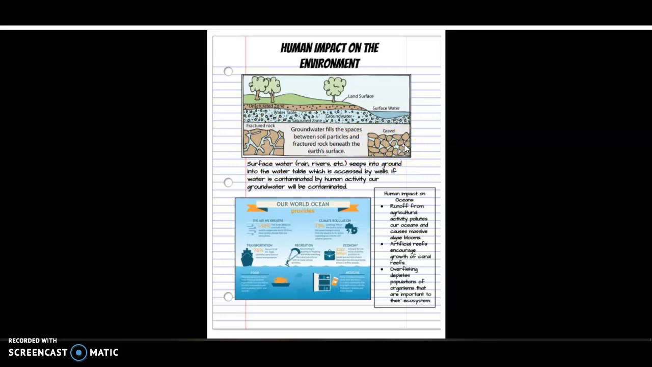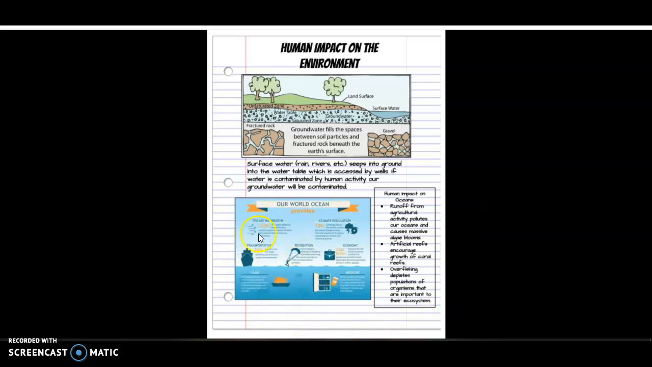If we get to bedrock, bedrock is solid and there's no spaces in it, so it's not going to be permeable at all. And then when we look at how humans impact our surface water, which can be lakes, rivers, streams, but then also the ocean. So we depend on the ocean for a lot of different things.